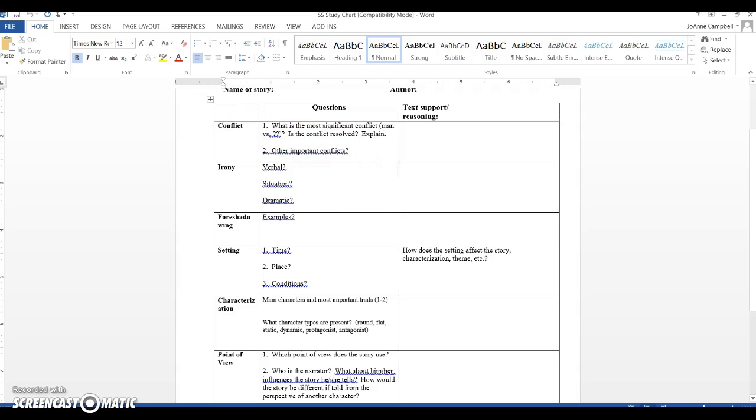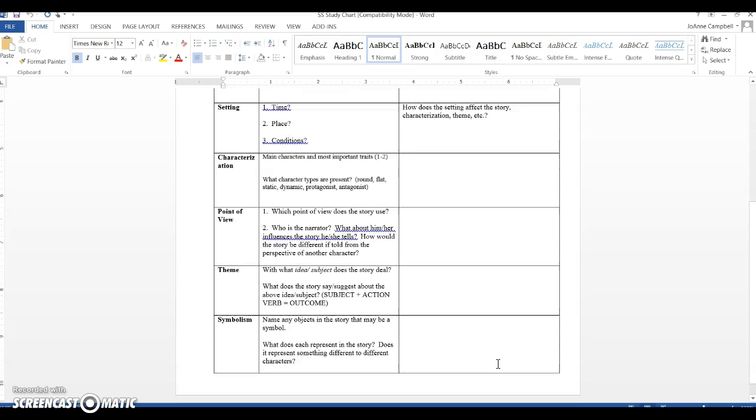Man versus man, man versus self, man versus nature. Whatever conflicts were present, possibly jot down some quotes that go along with it. The different types of ironies, quotes that help to depict those ironies. Foreshadowing, setting, time, place, and conditions. How does the setting affect the characters? Character traits, some quotes that possibly go along with that.